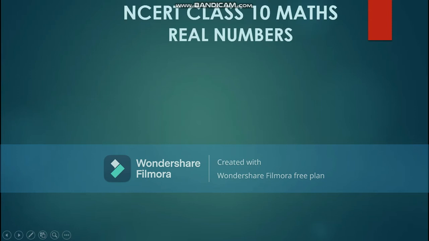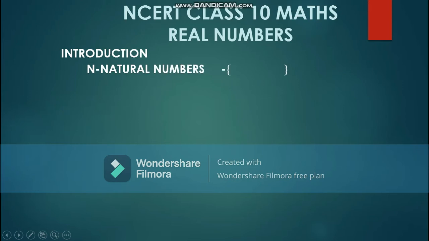First we will see what real numbers are. Let us take capital N. Capital N is nothing but natural numbers. Natural numbers include 1, 2, 3, etc. If we count anything, we say 1, 2, 3, 4, 5, 6, 7, 8 like that. So natural numbers are also called counting numbers.